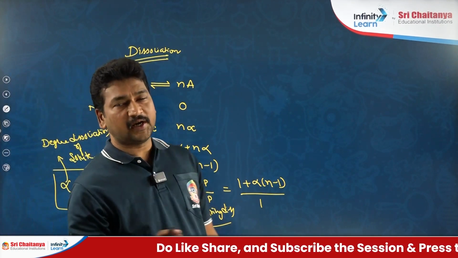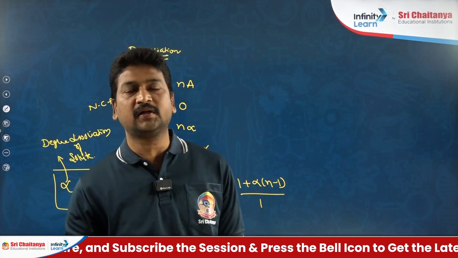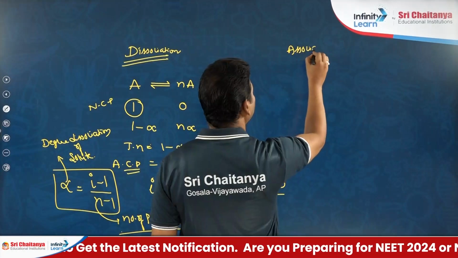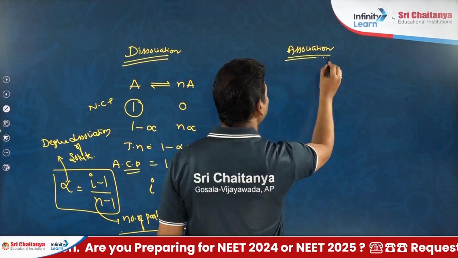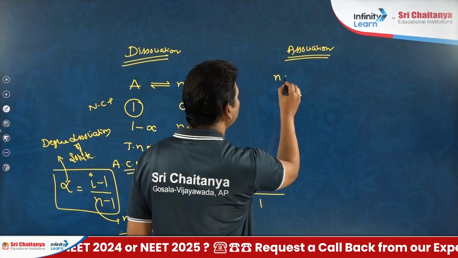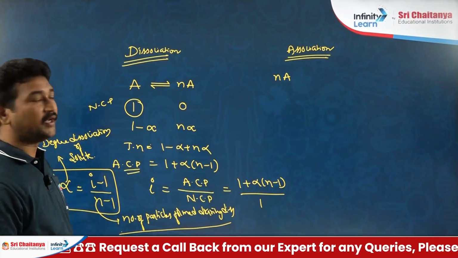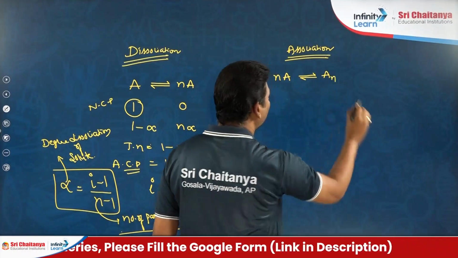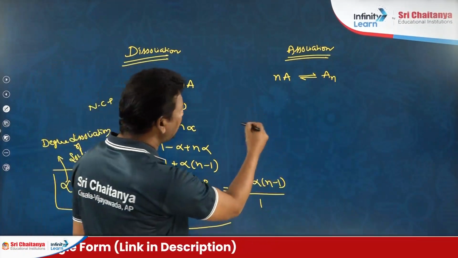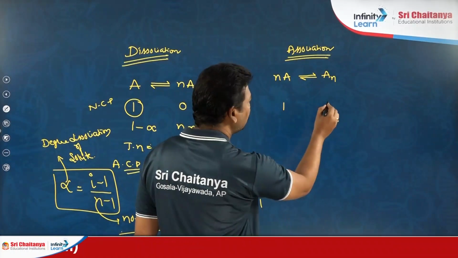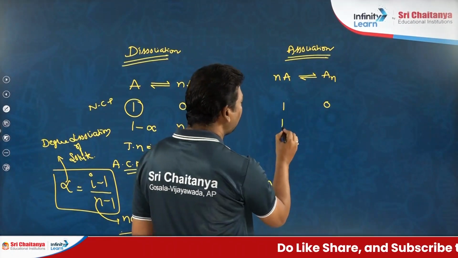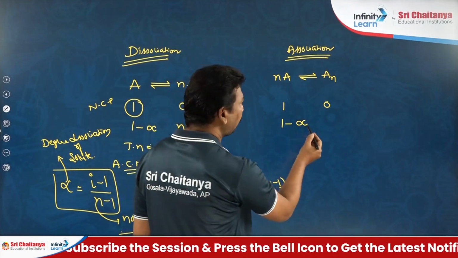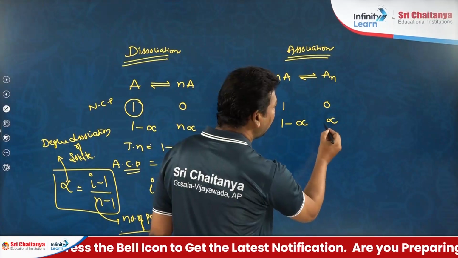So let us discuss the relation between the Van 't Hoff factor and alpha for the association of the solute. Taking n molecules of A, when n molecules of A unite together and give off a joint molecule A n. Suppose I take these n molecules of A as 1 mole and this would be 0, and alpha will be the degree of association of the solute, and this would be 1 minus alpha, and this would be alpha by n.